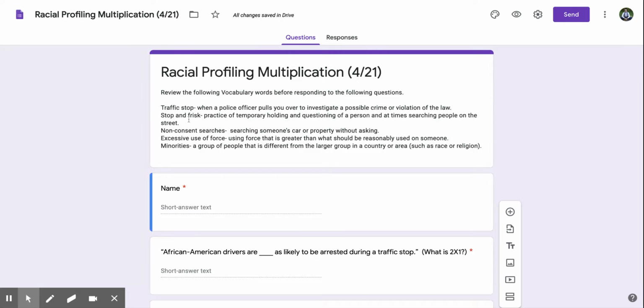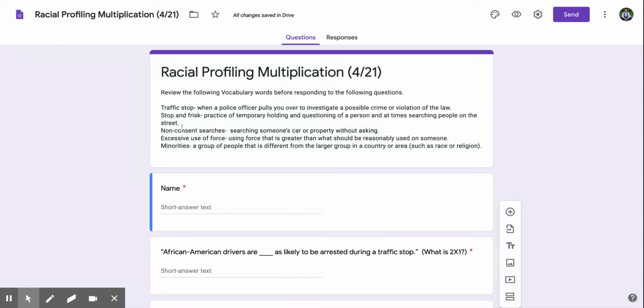The next one is stop and frisk, and this is defined as the practice of temporarily holding and or questioning a person and at times searching people on the street. So basically that looks like if a police officer just comes up to you and starts asking you questions about maybe something they're accusing you of, or they could actually even go as far as searching you. Unfortunately, this happens all around the country, and that is considered stop and frisk.